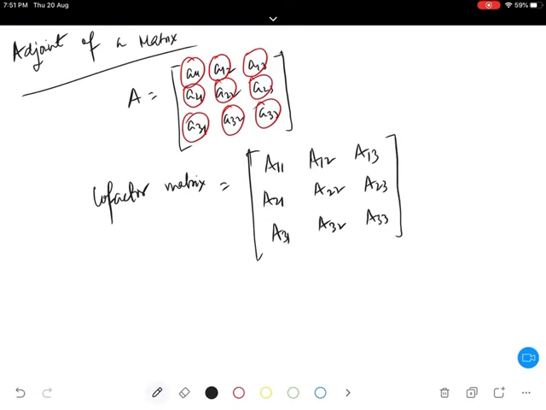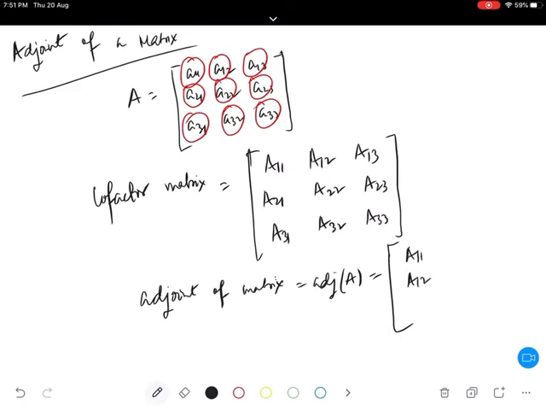Understood? After finding this, the adjoint of a matrix is written as adj in bracket A. This is how we denote the adjoint of a matrix. Now adjoint of a matrix is nothing but the transpose of this thing. So what is the transpose? It will be A11, A12, A13. You have done transpose, yes or no? The row becomes column, the column becomes the row. That is what transpose is. Understood?